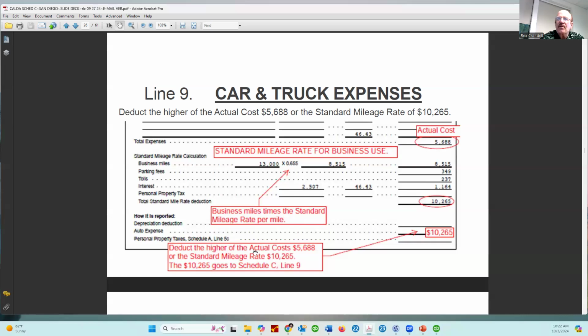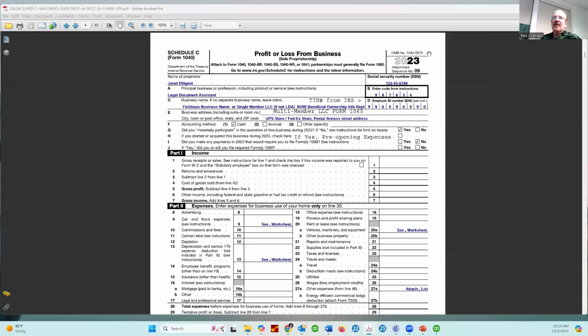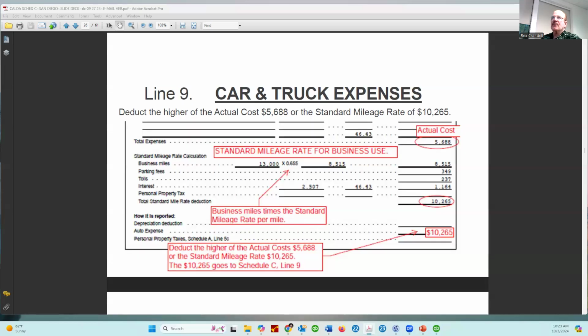So you deduct the higher of the actual costs of 56.88 or the standard miles at 10,000 deduction, and then you bring that line, the 10,000 business expense based on the mileage method, back to line 9 on your Schedule C. That's the number you enter in for your auto expense.